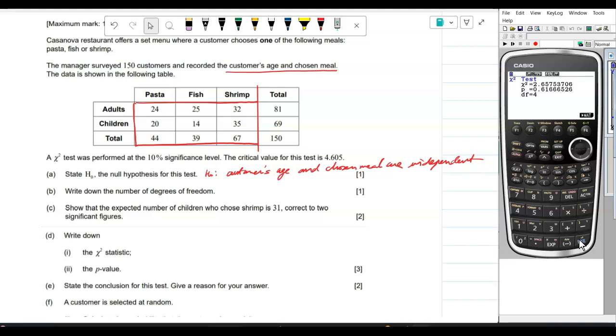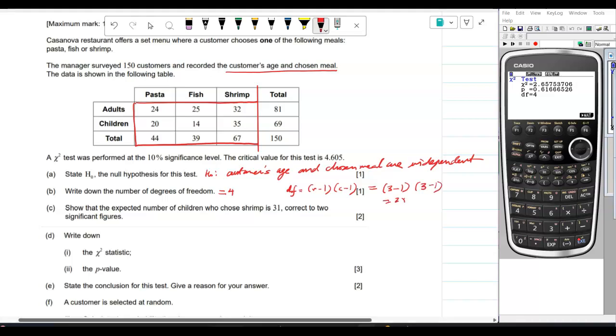Now see, what's the degrees of freedom? 4. Now how do you get degrees of freedom of 4? If you want a formula, I can tell you that also. The degrees of freedom is given by the formula (rows minus 1) times (columns minus 1). How many rows are there? 3. Remember, you have to remove the total. Don't count the total. They are giving it to confuse young minds. 3 columns, 3 minus 1 is 2, 2 times 2 is 4. This is if you just want to do it by hand and show your knowledge.